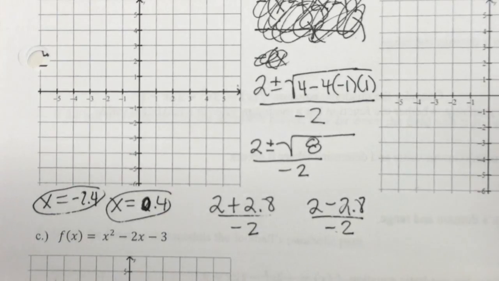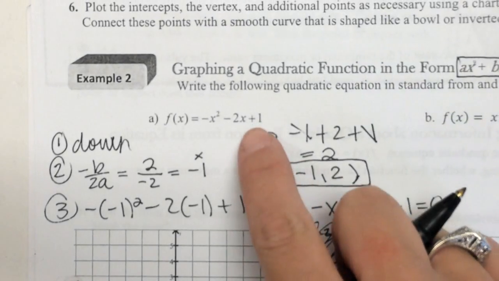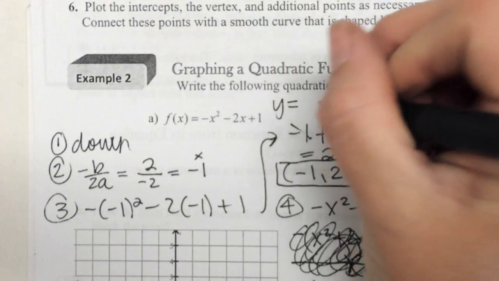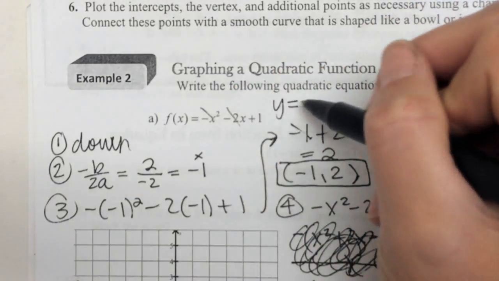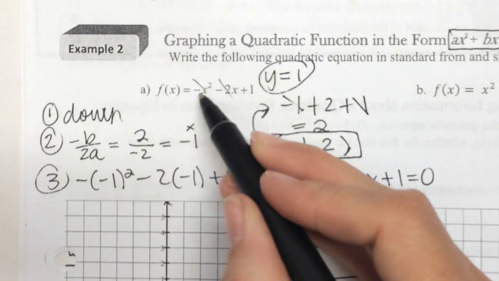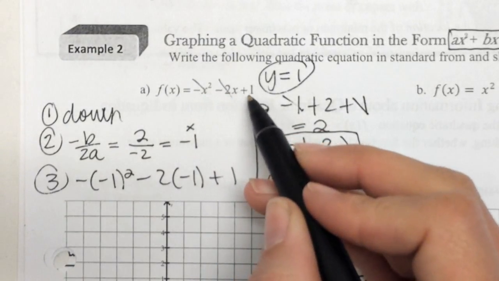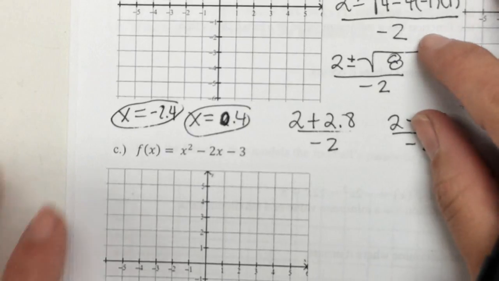Alright, now for the y-intercept, it's really easy on this one. Because if you set x to 0, what are you going to have left? Yeah, all these cancel out. You'll just have 1. Now we're ready to graph. What do you feed it for the input? 0. All you have left is 1. What were the x-intercepts? Negative 2.4 and 0.4.